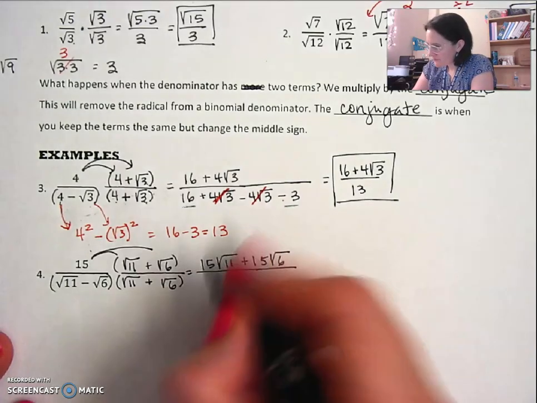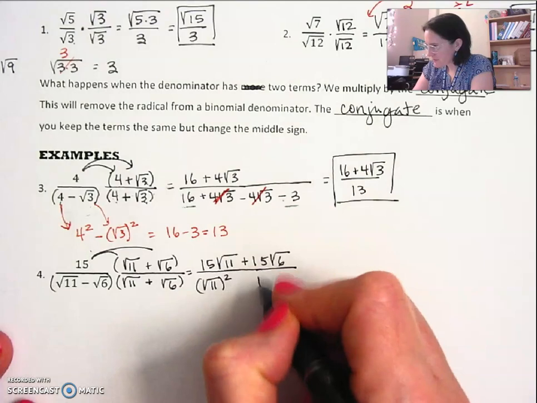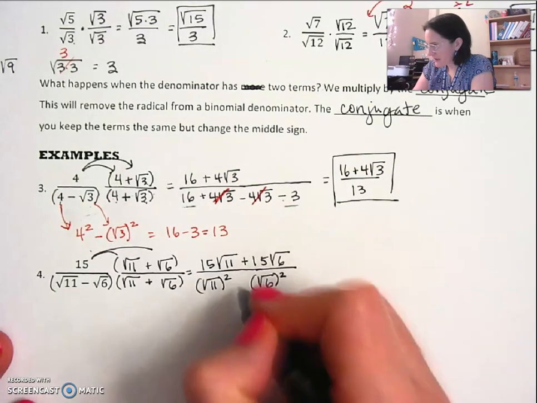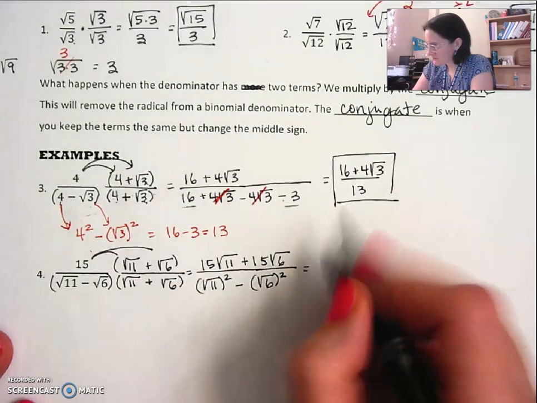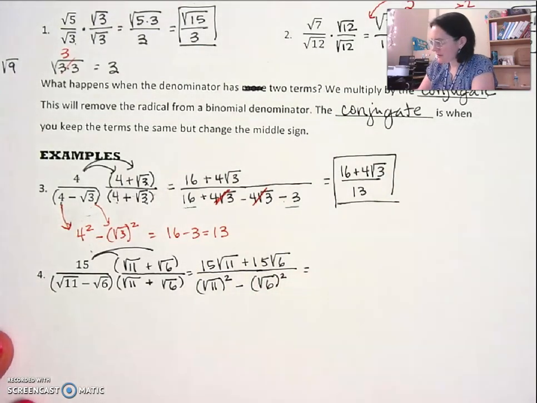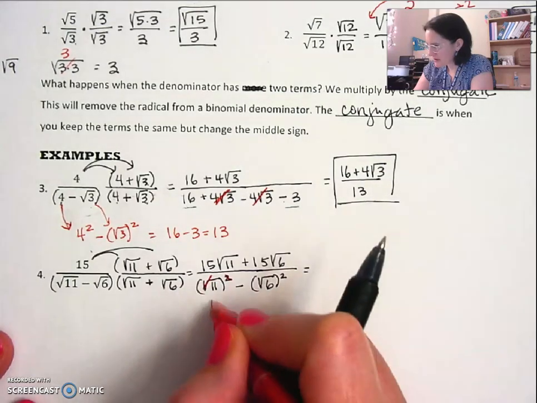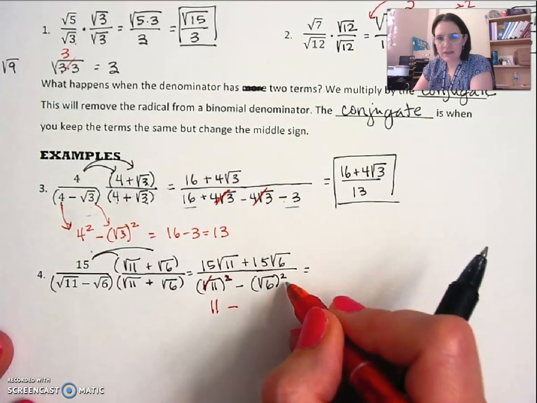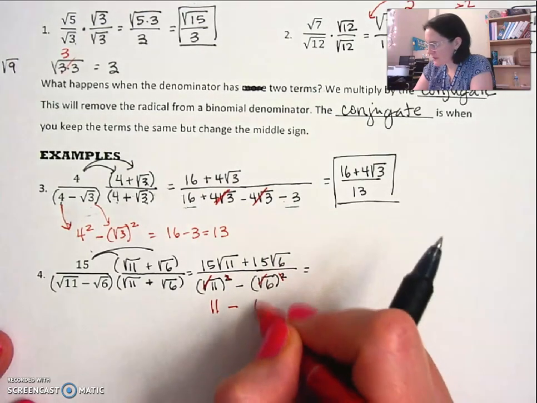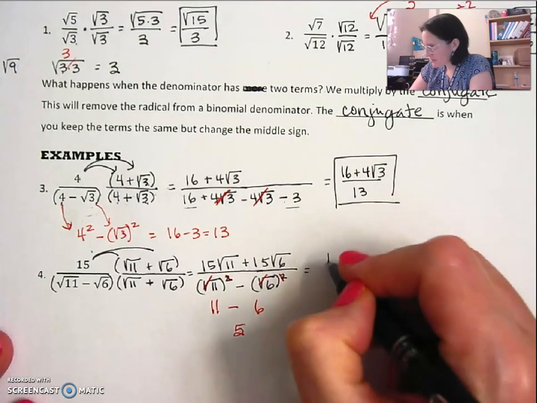And on the bottom, I'm going to do the shortcut: square the first term, square the second term, and subtract them. So right here in the denominator, the square of a square root, those cancel, leaving me just 11. Same thing with the 6. The square of a square root is 6, and 11 minus 6 is 5. So my next step looks like this.